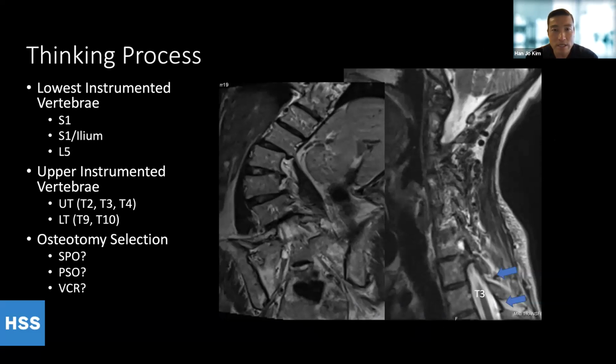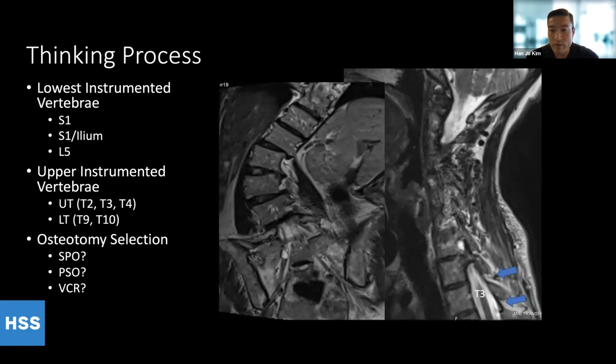So my thinking process here in a case like this is, okay, what levels am I going to choose? Am I going to go down to L5? Am I going to go to S1? If I go to S1, am I going to place iliac fixation? And my thinking here is that you've got a lady who's in her 60s. The bone quality is probably not going to be optimal. If I'm doing a large reconstruction, I'm probably going to go to S1 and the ilium.